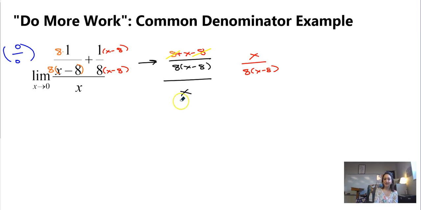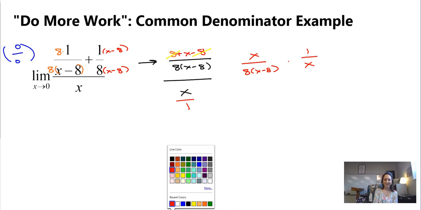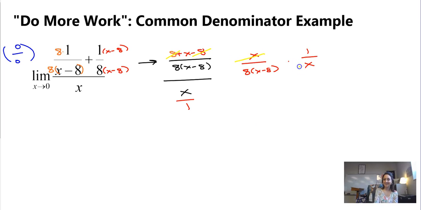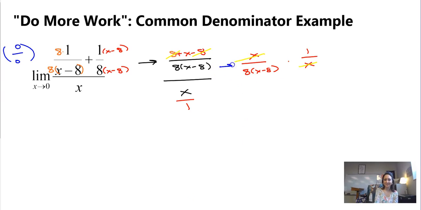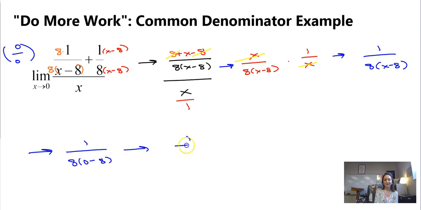And here I want to divide by x, which remember is x over 1. Well, dividing by x over 1 is the same as multiplying by its reciprocal, 1 over x. Well, how nice. Now those cancel, right? And let's keep doing arrows here. So now this simplifies to 1 over 8 times the quantity x minus 8. So now let's try plugging in 0 for x. So numerator is 1, denominator is 8 times 0 minus 8, which is 1 over negative 64 as our final answer.